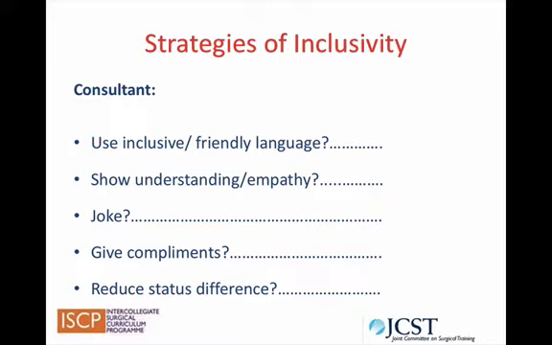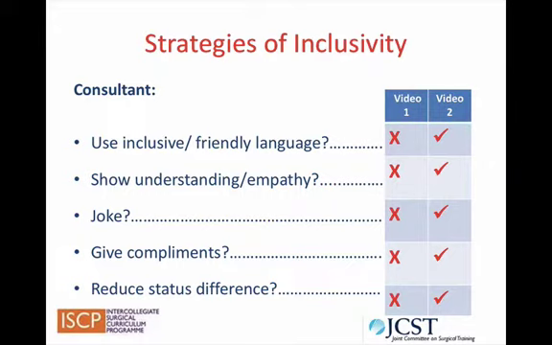Let's have a look at a comparison. You can see the difference. In video 2, the consultant uses each of these strategies, while in video 1, he did not. Now let's break this down to some actual examples.